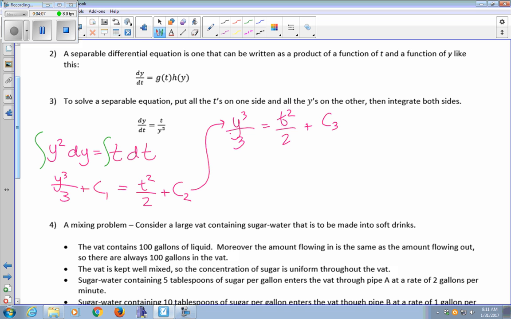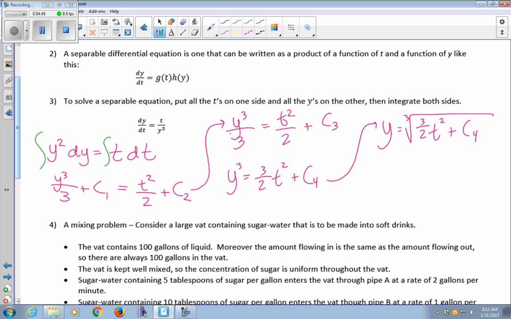Funny looking t, sorry. And then I just solve for y. I'm going to multiply both sides by 3. So I get y cubed is 3 halves t squared. And if you take an arbitrary constant and multiply it by 3, you get a new arbitrary constant. So instead of writing 3C3, I'm going to make it a C4, a new arbitrary constant. And then take the cube root of both sides. So y is going to be the cube root of 3 halves t squared plus C4.